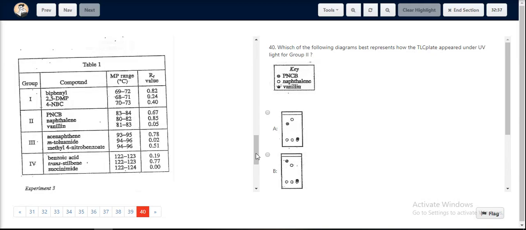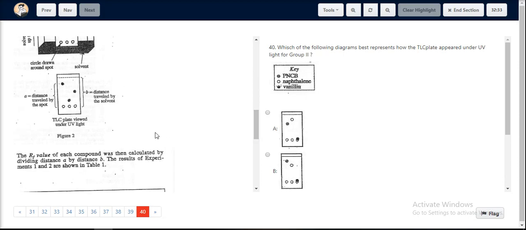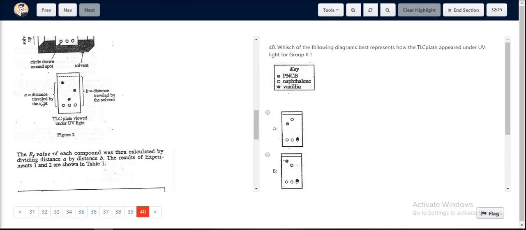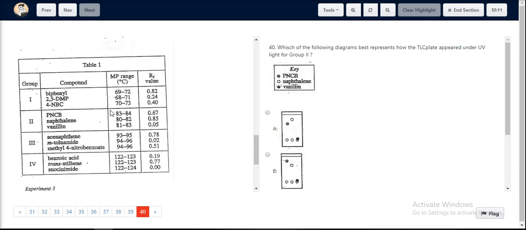For question number 40, we look at figure 2 and the explanation below. The RF value of each compound was then calculated by dividing distance A by distance B. Distance A out here in figure 2 is the distance traveled by the spot, and distance B is the distance traveled by the solvent. Now, using this particular concept, we need to look at table 1.